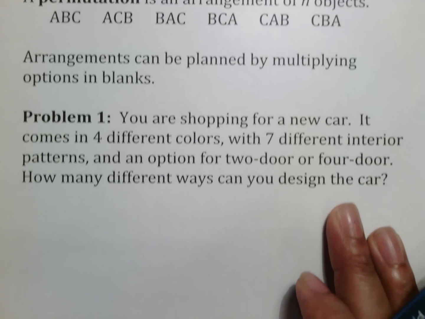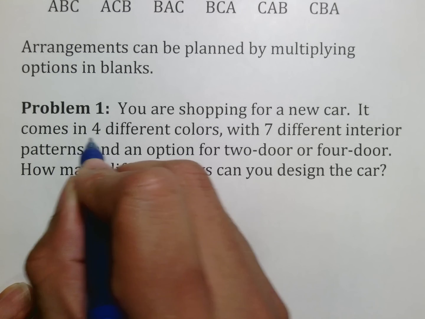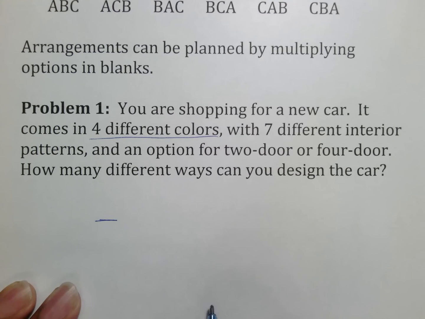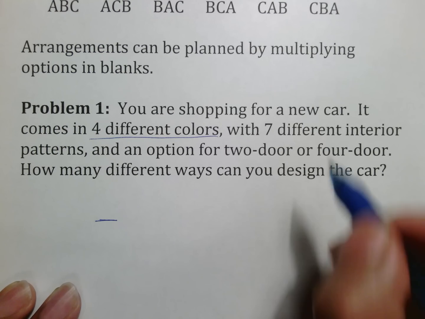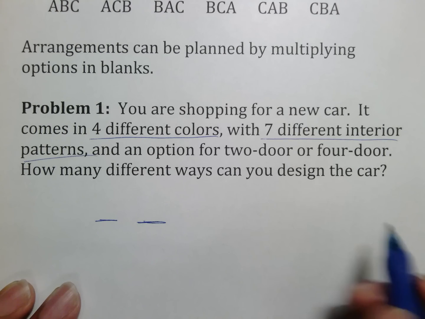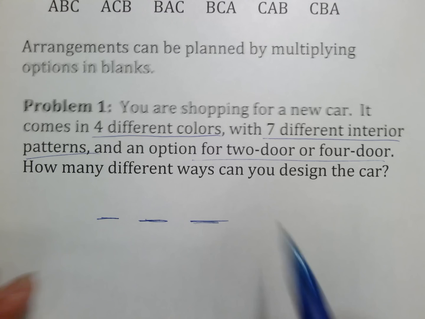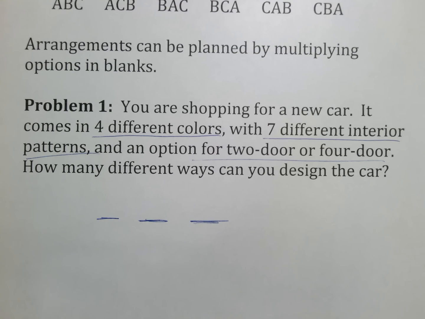1. Problem 1 is talking about you're shopping for a new car. It comes in 4 different colors, 7 different interior patterns, option for 2-door or 4-door. So when you're talking about a permutation, how many different ways you can design the car, you're talking about how many choices you're making. The first thing you're choosing is the color. So that's one blank I would put down because that's a choice I'm going to make. Then you also have interior patterns. So that's going to be a choice I make. I also have an option for 2-door or 4-door, which is a third choice that I am going to make. So there are 3 choices I'm going to make.